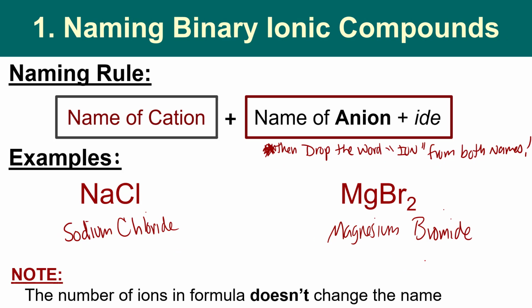Now, you may be sitting there wondering, because there were two bromide ions, did that fit into the name somehow? And the answer is absolutely not. The number of ions in the formula of the binary ionic compound does not change the name. And you're going to see why when we get into the formula writing aspect of it later on. So put that on hold just for a second.